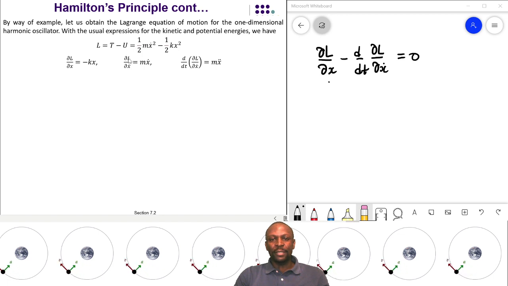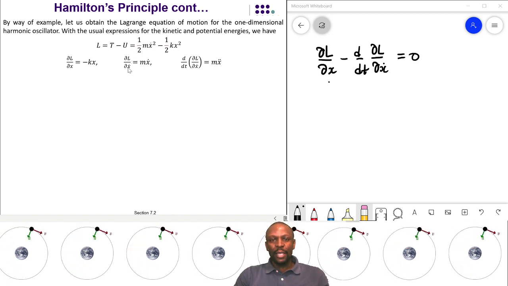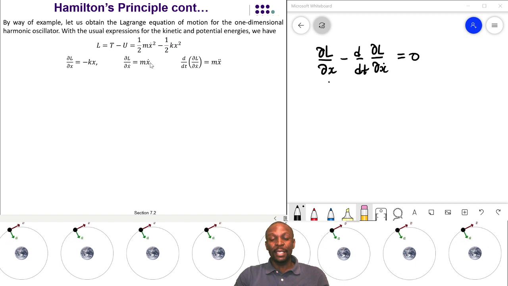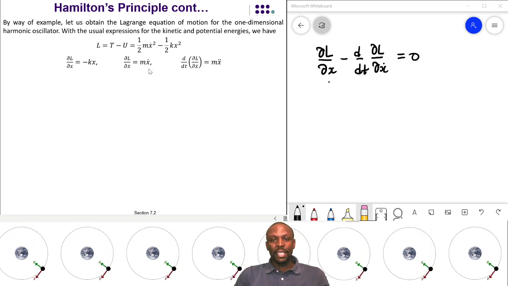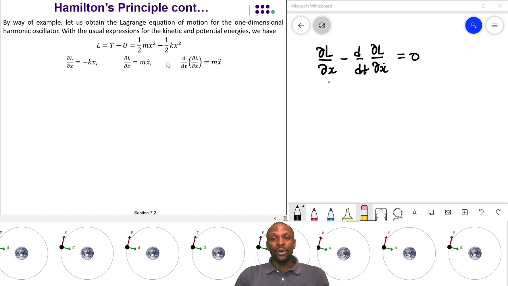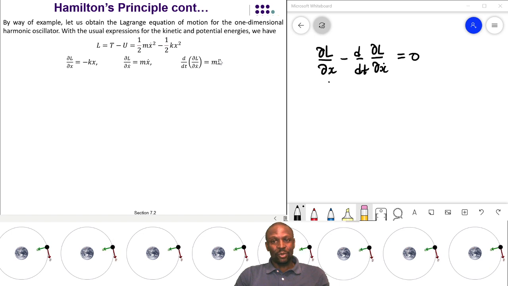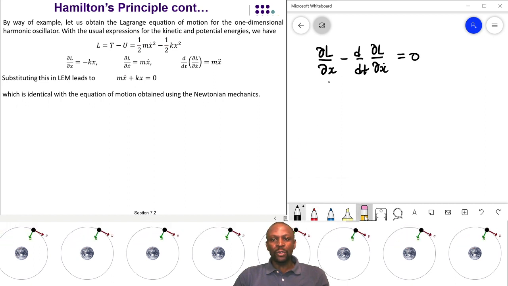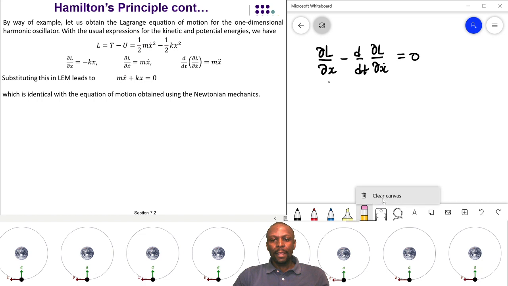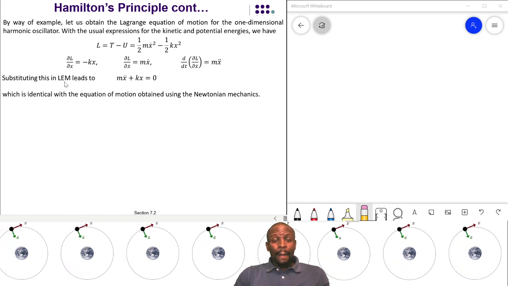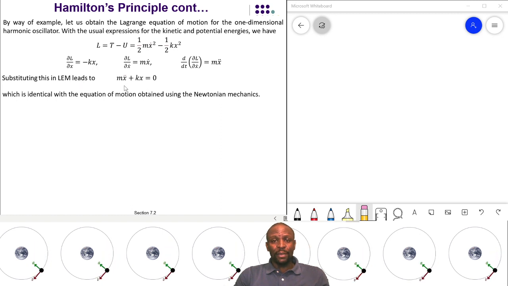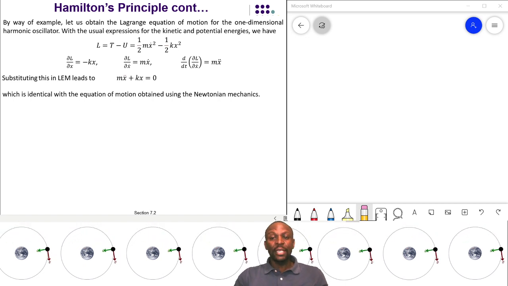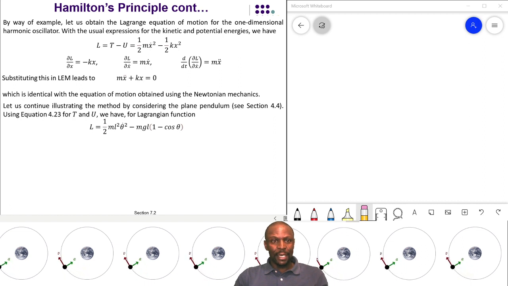And now, when you do the differentiation of L with respect to x dot, this is what we are going to have. Only this term will be taken into account, and that will be m x dot. Now, if you take the time derivative of this equation, taking into account that m doesn't vary, it is a constant, therefore this is just going to be m x double dot. Right. Now, if you take everything, you plug back into the Lagrangian equation of motion, that will just be given by this equation, which is nothing else but identical to the equation of motion obtained using the Newtonian mechanics, as you have done it in the previous classes.